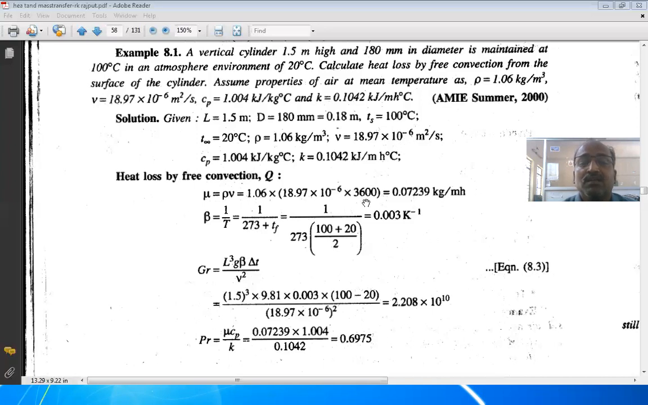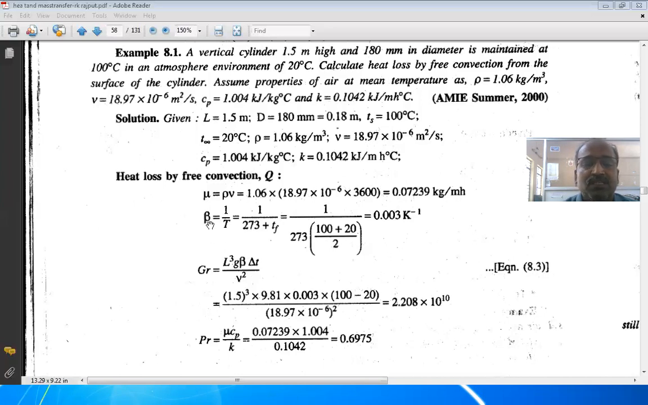Okay, so why is it multiplied by 3600? Because to match with the hour parameter. Where is our parameter? K is equal to 0.1042 kilojoules per meter hour. So to have uniformity or homogeneity in the units, they have multiplied by 3600. Don't get confused about it. You can keep in seconds, there is no problem, or you can convert this hour into seconds. Both you can do. What they have chosen is to convert it into hour itself. Okay, 0.07239 kg per meter hour. They have multiplied by 3600 to have the homogeneity with the other parameters.